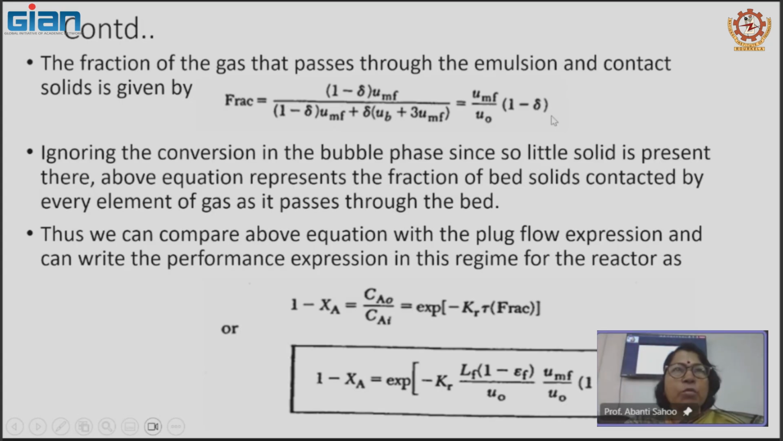Now, if you ignore the conversion in the bubble phase, it means there is no conversion, because very little solid will be there within the bubble. So, we can ignore that; those solid particles are not reacting or not getting converted. So, this equation represents the fraction of the bed solids contacted by gaseous reactant as it passes through the bed, then only you can say that it is the fraction of the gas in contact with the solid particles.